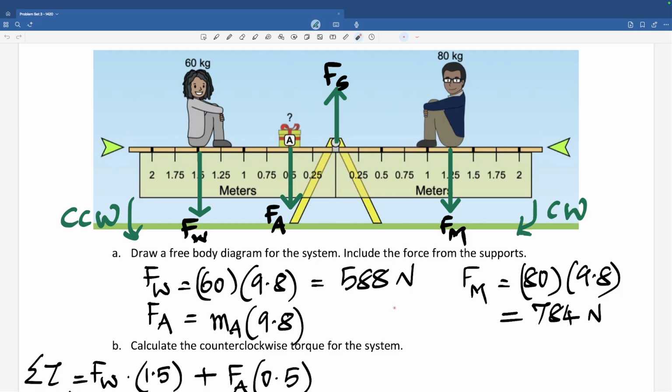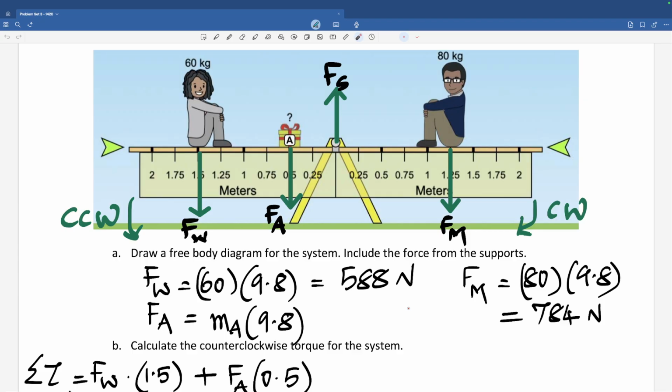Now let's go to the B part. The B part says calculate the counterclockwise torque. You must know the direction in which a clock rotates. It's like this. See, it goes like that. That's the 12, the 3, the 6, the 9, and back to the 12. So that's clockwise. That's why this is labeled CW. Clockwise. This is counterclockwise because it's going in the opposite direction.